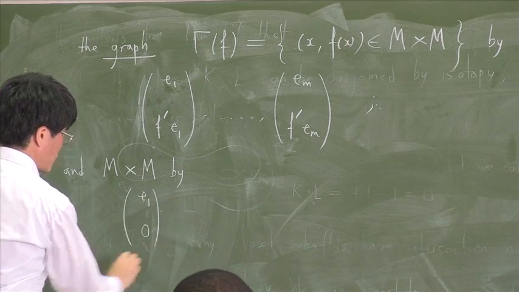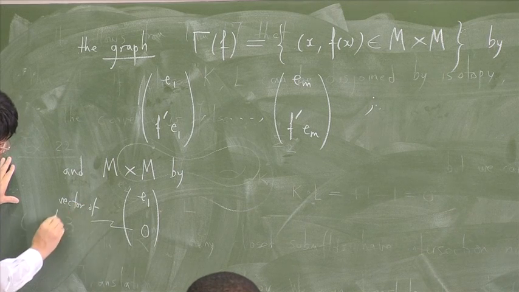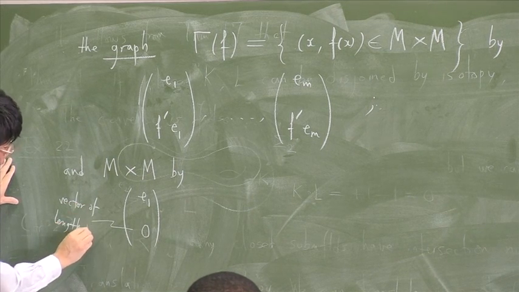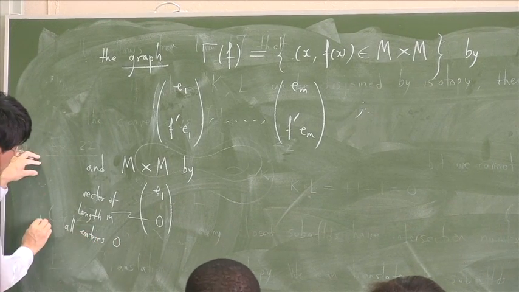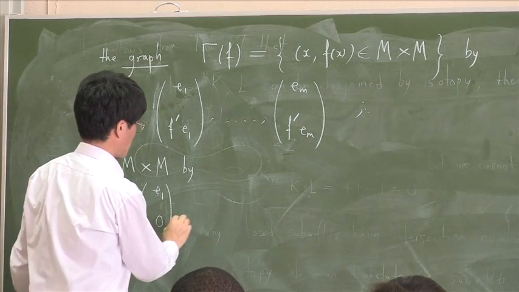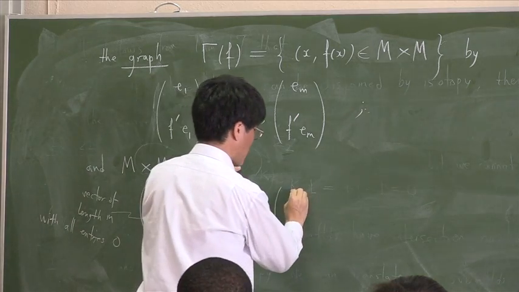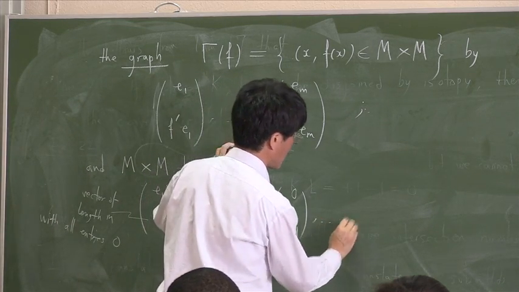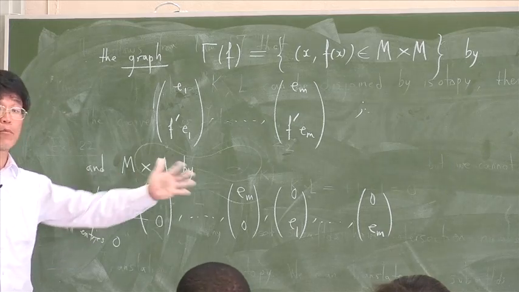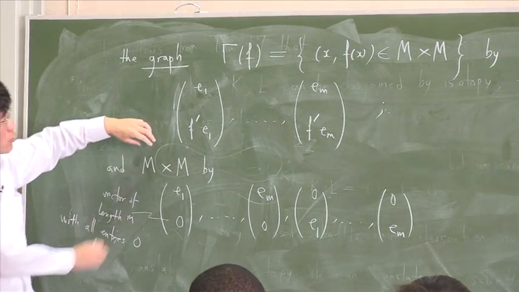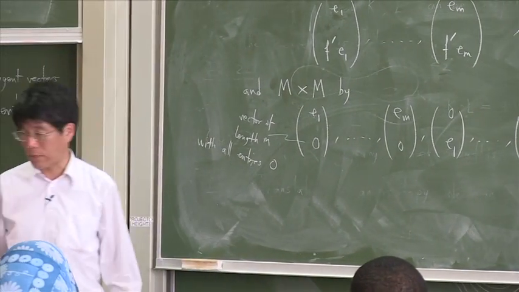E1, 0. This is a vector of length 2m, all entries 0, and then em, 0. And then we have to have some others, 0, e1, and 0, em. How many vectors are there? Now there are 2m vectors. That makes sense because the dimension of m cross m is not m but 2m. And that's what we shall take as the orienting basis.